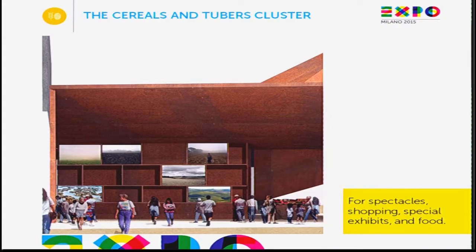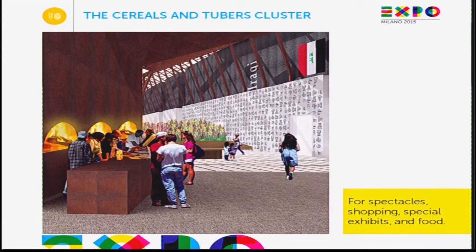This is a detail of this part that will be for spectacle, also for shopping. There will be a market, and of course food, exhibit on food, but also consumption of food. This is a detail of the oven, where people hopefully will eat something that is prepared at the moment with all these different kinds of cereals and tubers coming from every part of the world.